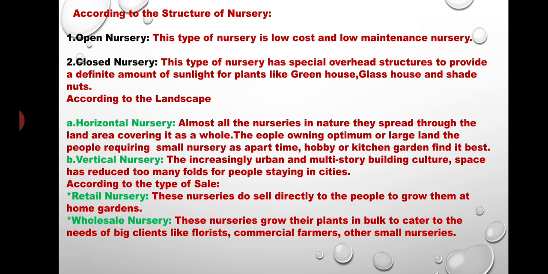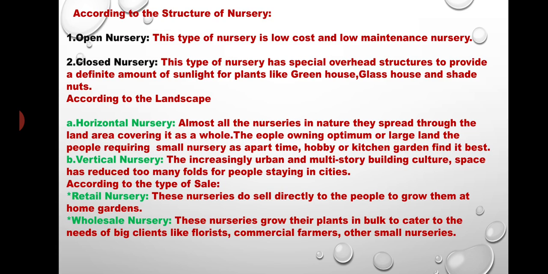According to the structure, nurseries are open and closed. The first one is open nursery. This type of nursery is a low cost and low maintenance nursery. Second one is closed nursery. This type of nursery has special overhead structures to provide a definite amount of sunlight for plants, like a greenhouse, glass house and shade nets.